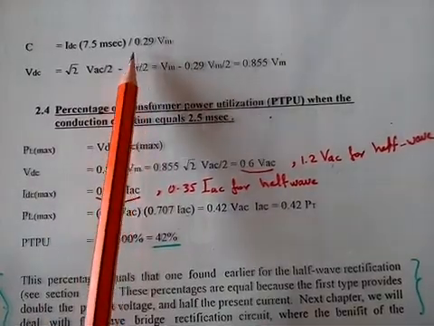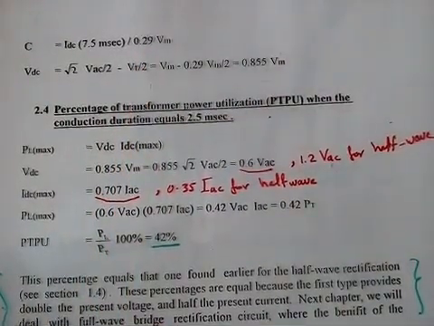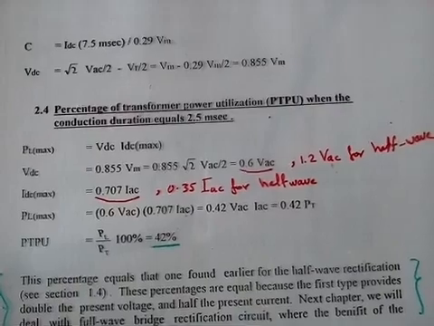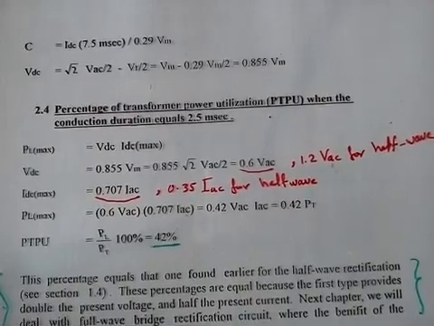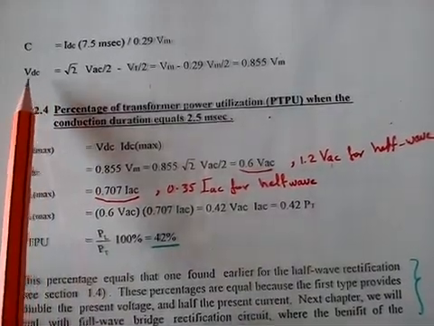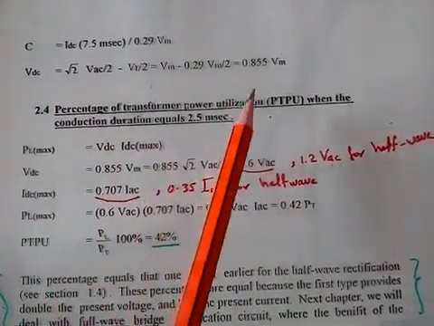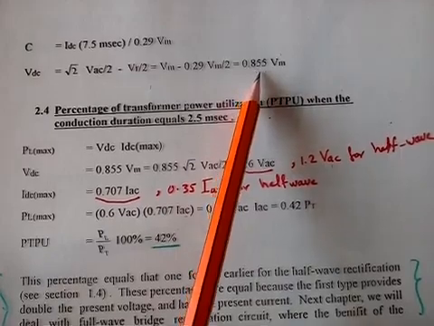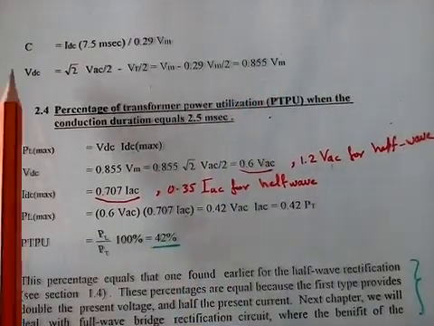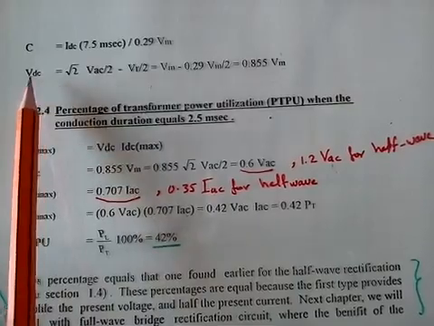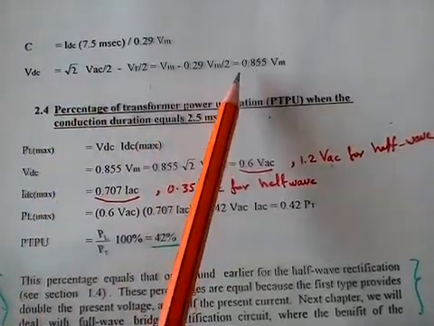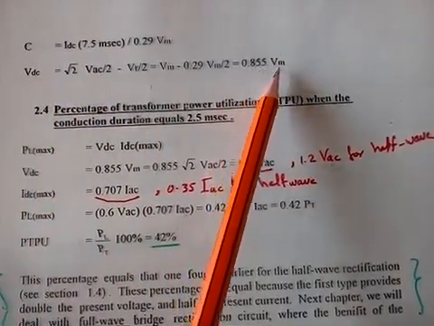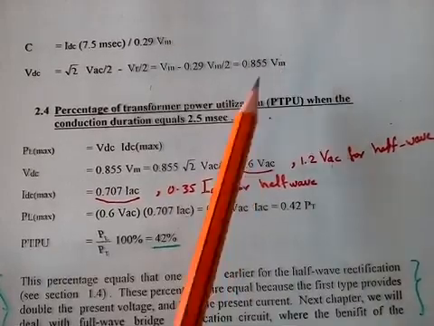You divide that by the ripple voltage, which is 0.29 of the Vm. And plugging these numbers in will give us finally 0.855 of Vm. So your DC across the load will be equal to about 85% of the maximum peak voltage.